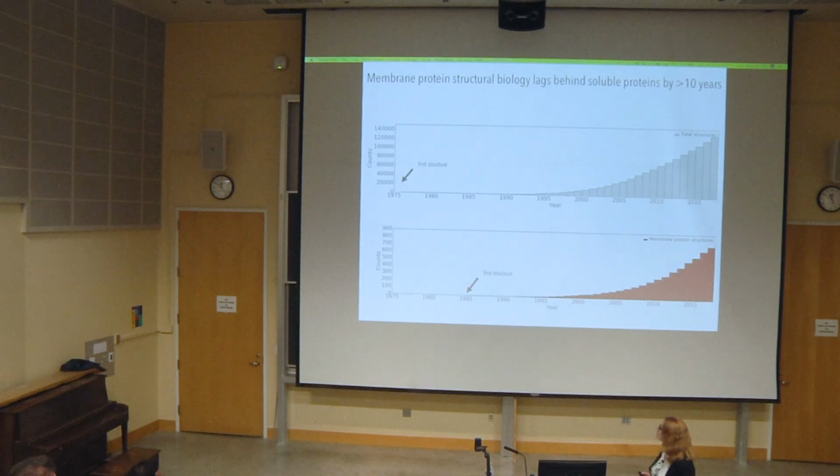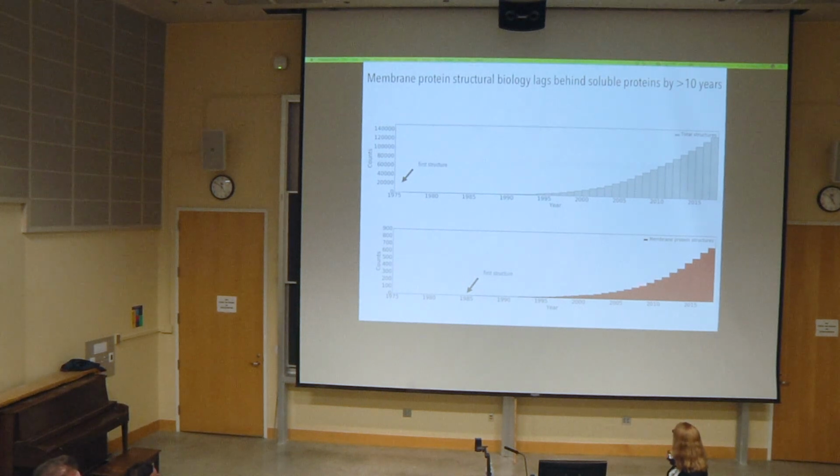And this is how this graph looks for membrane proteins. The first structure of a membrane protein came out in 1985, about 10 years later. Look at the counts. Granted, this is redundant, so this is the number of structures in the PDB, whereas this is the number of non-redundant membrane protein structures. But this is still a lot smaller. Nowadays, we have about 750 non-redundant membrane protein structures available. So we know very little about them.